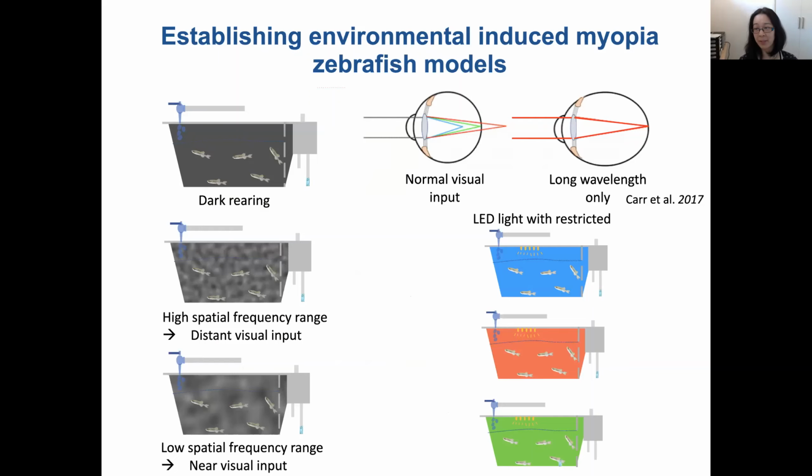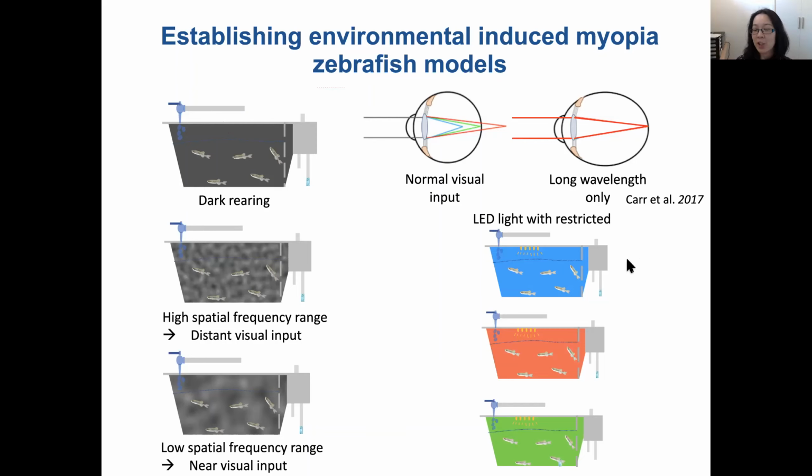Myopia actually has a massive environmental component, and we see this in highly populated Asian cities where a lot of people live in small apartment blocks, a lot of reading, a lot of screen time, a lot of near work, and the prevalence of myopia has really risen within a generation. So for this, Jaheng is setting up dark rearing, which has been shown to cause myopia, but he's also setting up different spatial frequency ranges that mimic what you might see if you're confined to an apartment or near vision, versus being able to see a whole range of different types of visual inputs.